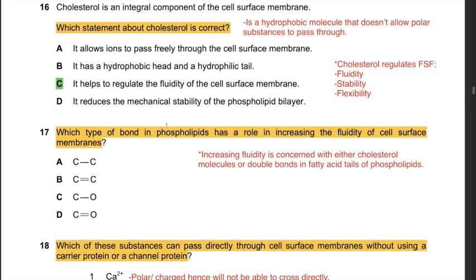And if you go to D, it reduces the mechanical stability, that is incorrect because it increases the mechanical stability.